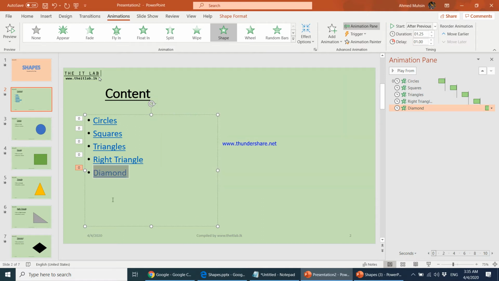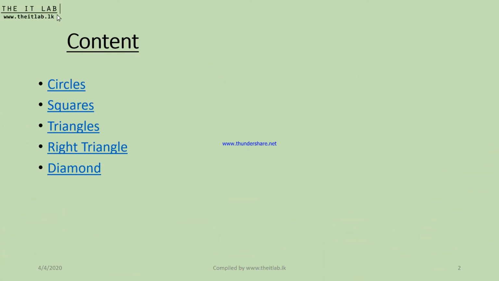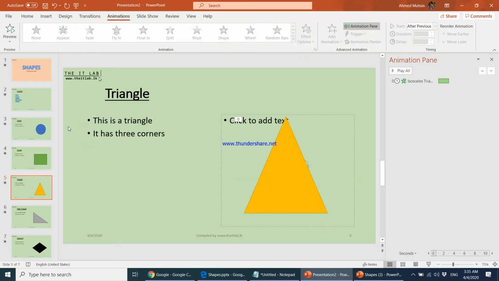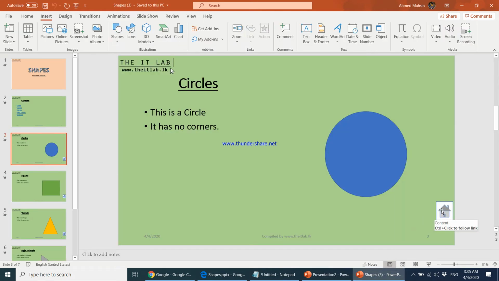Let's have a quick look whether they are working or not. So I'm going to press Shift F5, load everything at once, and click on triangles. Yes, triangles is working. Then also, one more thing was there. If you look over here, you can see there is something which we call an action button.